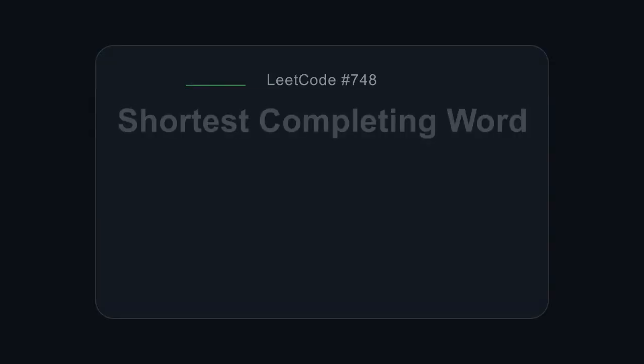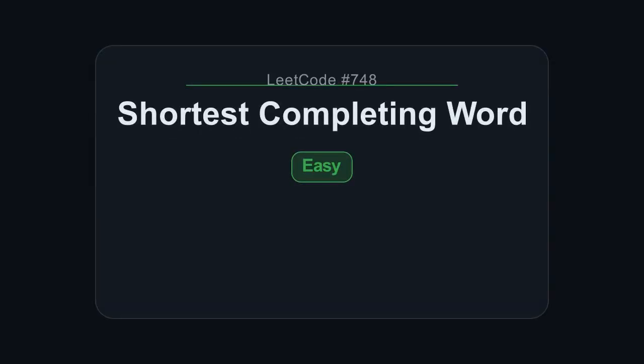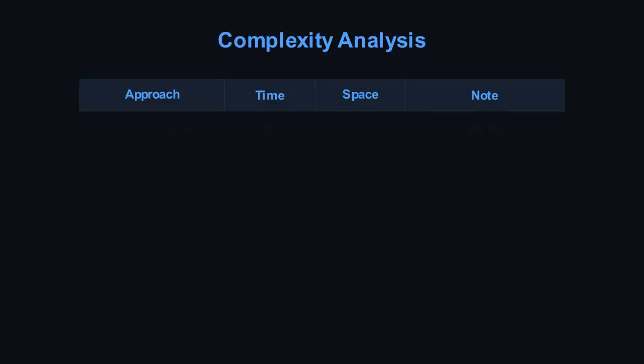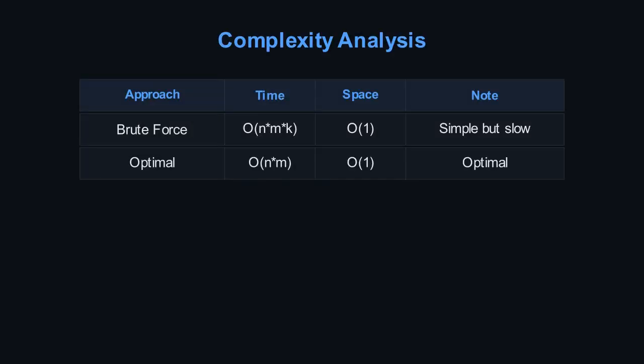You'll spot this pattern whenever a problem asks you to check if one string contains all the characters of another, including duplicates. Whenever you see requirements based on character counts, think of a frequency map or a fixed size array of 26. The time complexity is O of n times m, where n is the number of words and m is the average word length. Space complexity is O of 1 because our arrays are always size 26.